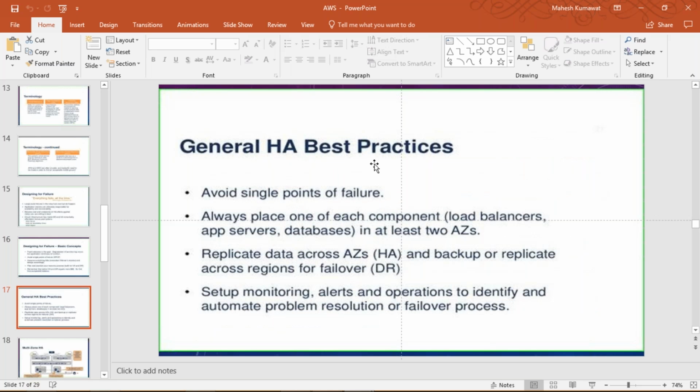So general HA best practices: avoid single point of failure. Always place one of each component, load balancers, application servers, and database, in at least two availability zones. Replicate data across availability zones for HA, and back up or replicate across regions for failover in disasters. Set up monitoring and alerts for operations, to identify problems and automate resolution of failover processes.